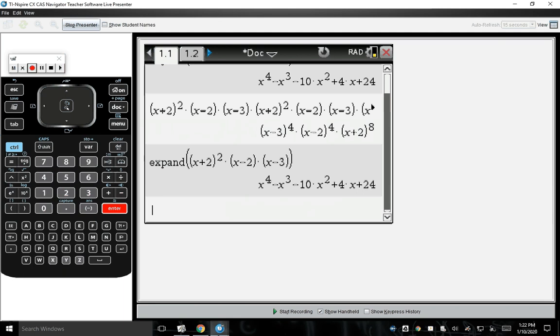What's the degree of this polynomial? 4. The degree is 4, right? How many possible maximum changes of direction could it have? 3. We good? All right, here we go.